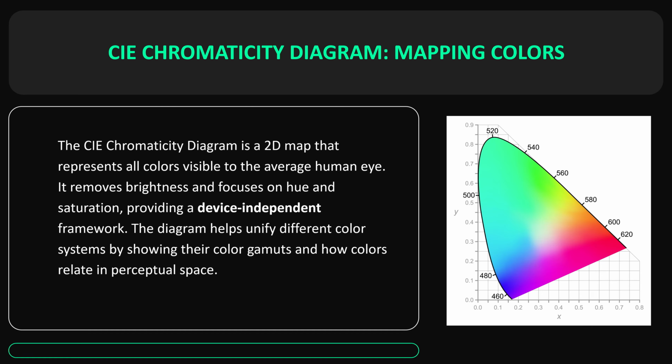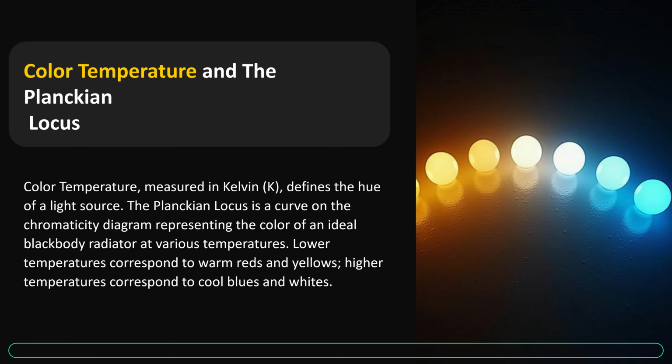By drawing a line from the white point through any color to the spectral locus, we can find that color's dominant wavelength. A crucial application of this diagram is defining the color temperature. The curved dashed line inside is the Planckian locus, the colors an ideal heated object emits as it gets hotter. This is why we measure light in Kelvin. As you can see, low temperatures like 2700 Kelvin are warm, while high temperatures like 6500 Kelvin are cool and bluish. This is essential for consistency in white balance.